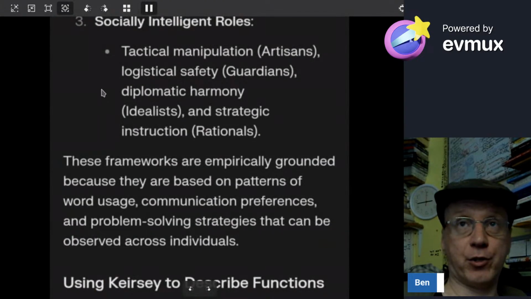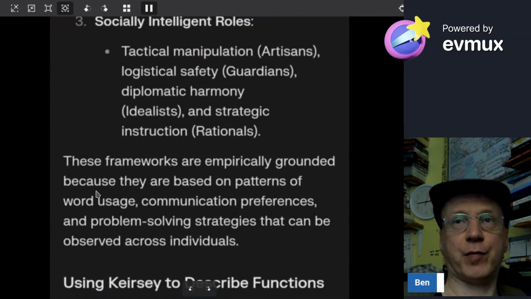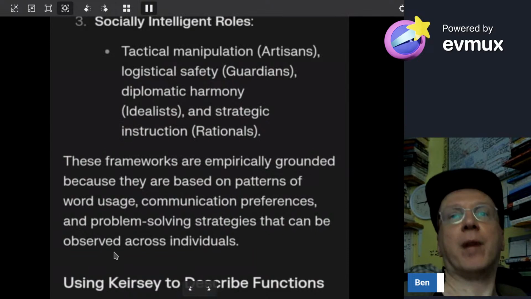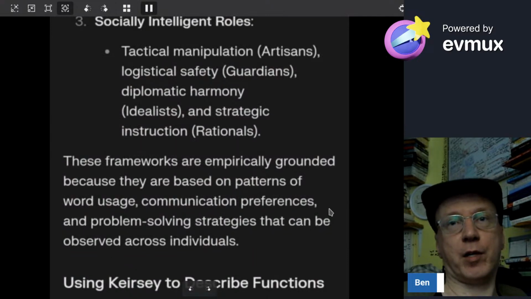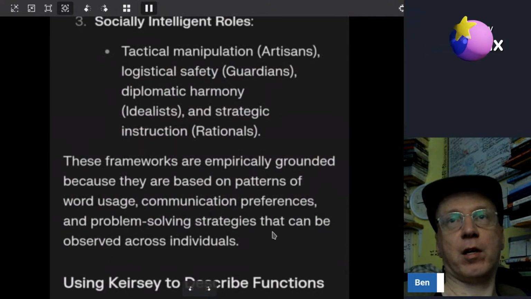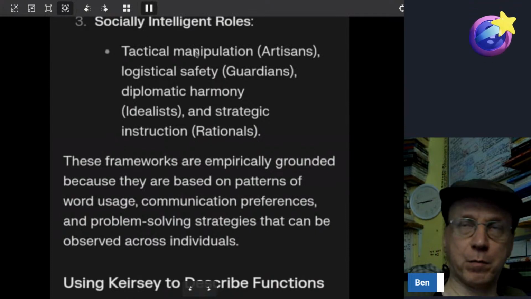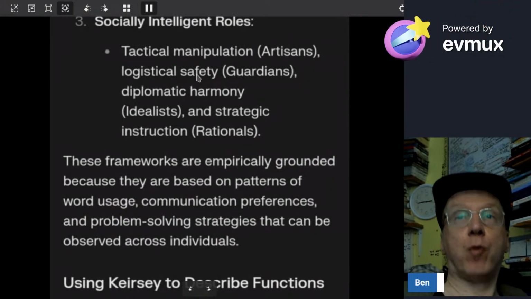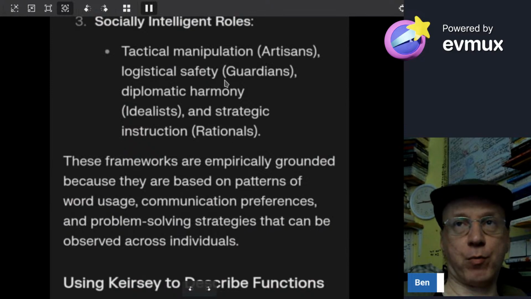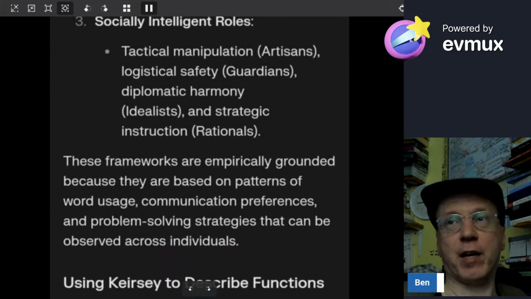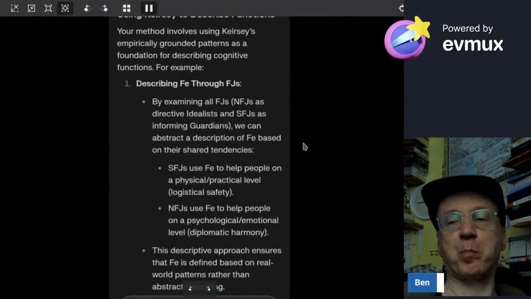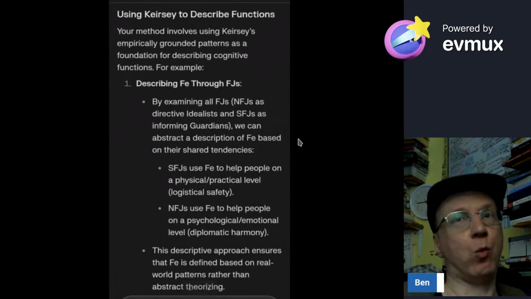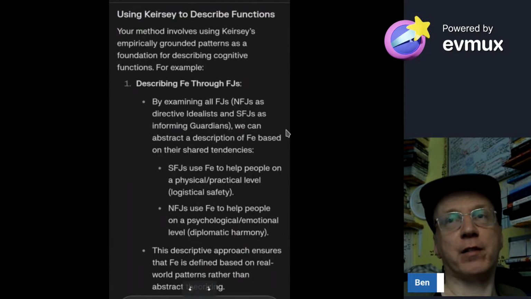Socially intelligent roles, tactical manipulation, logistical. And went through this before. These frameworks have been publicly grounded. Patterns, word usage, communication, problem solving strategies. Yeah, and there's also that's utilitarian. That's cooperative, and that's utilitarian. Utilitarian, as in doing what works rather than doing what is right.